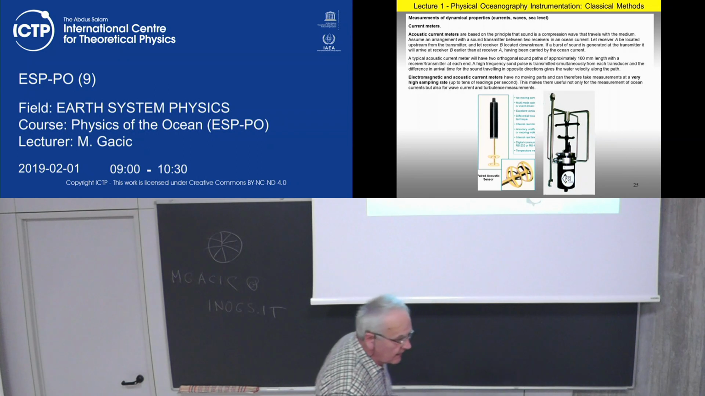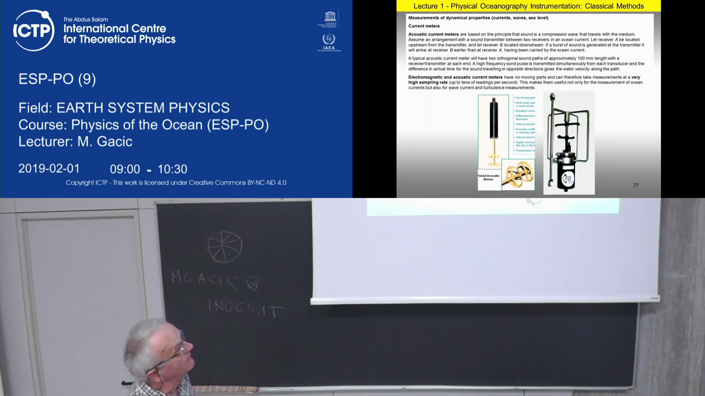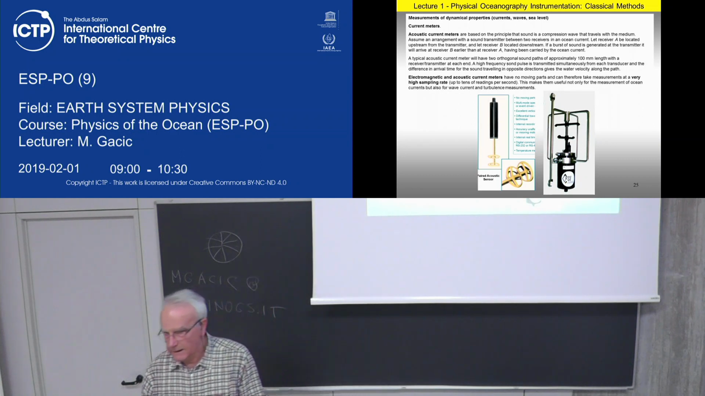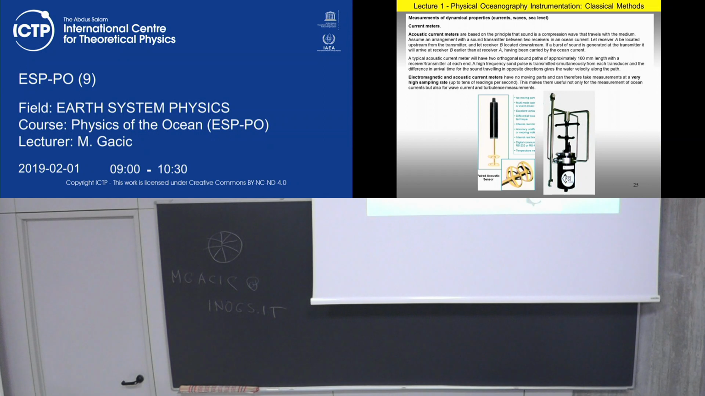Then again, we have acoustic meters, based on the principle that sound is a compression wave that travels with the medium. Then we have electromagnetic acoustic current meters, which have no moving parts, which is very useful. Because if you have propellers, then after some time, due to fouling, you have to pick up the instrument from the water and clean it. Otherwise, it doesn't give you the real velocity.